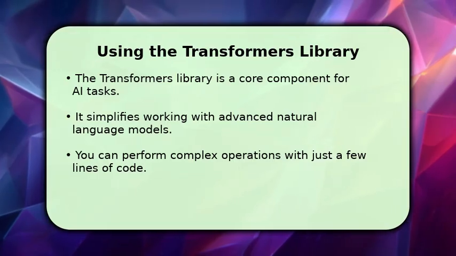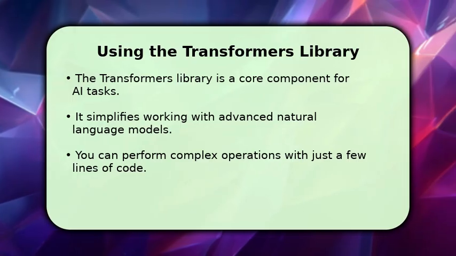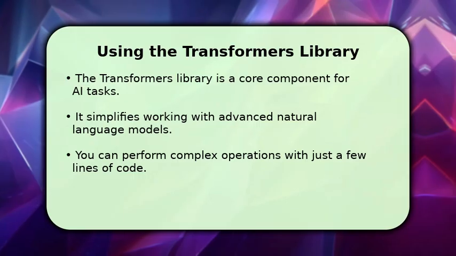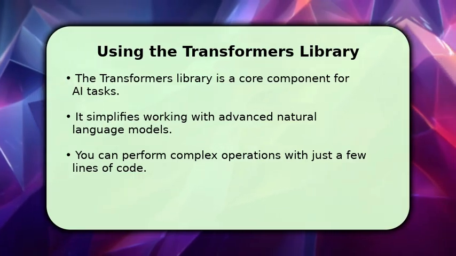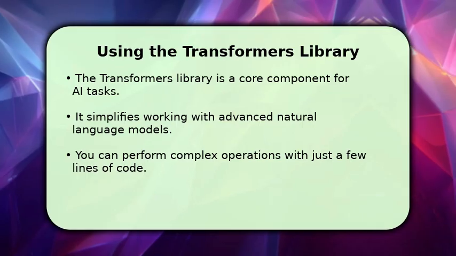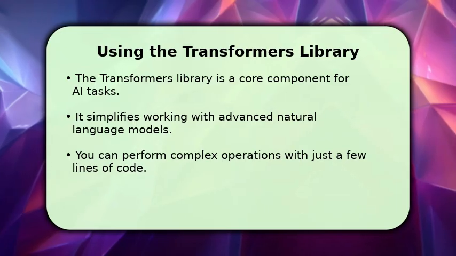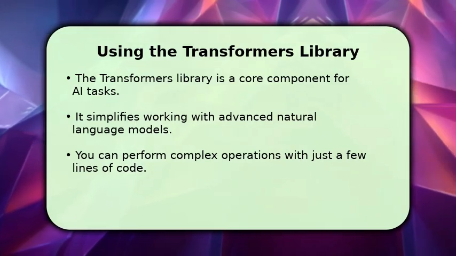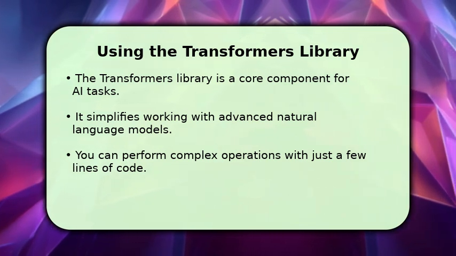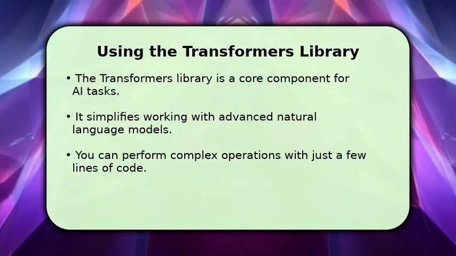Central to the Hugging Face ecosystem is the Transformers Library, a powerful tool that makes working with cutting-edge AI models incredibly accessible. This library allows you to perform sophisticated tasks, such as text classification or summarization, with remarkable ease. You can achieve impressive results using just a few lines of Python code, abstracting away much of the underlying complexity. It supports popular frameworks like PyTorch and TensorFlow, offering great flexibility.